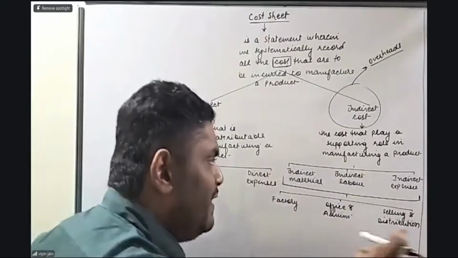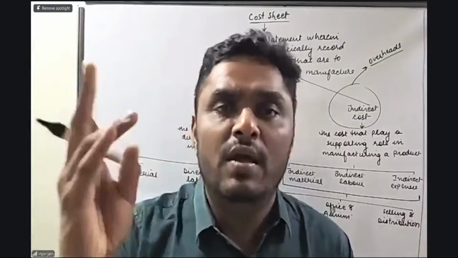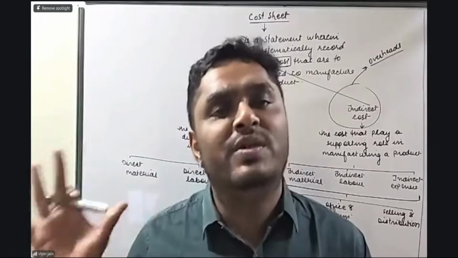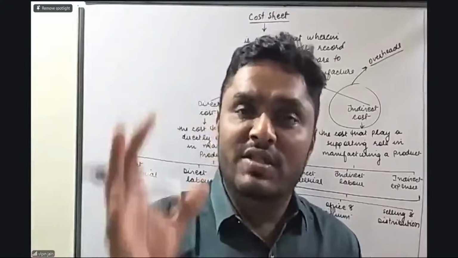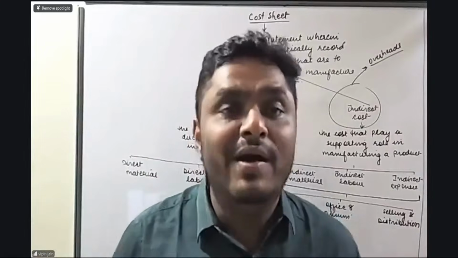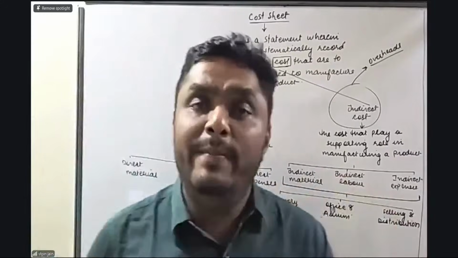Now, indirect cost 3 stages पे लगता है. फैक्ट्री में भी indirect cost हो सकता है, ऑफिस एंड एडमिनिस्ट्रेशन में भी इनडायरेक्ट कॉस्ट हो सकता है, एंड सेलिंग एंड डिस्ट्रीब्यूशन में भी इनडायरेक्ट कॉस्ट हो सकता है. So this is the summary of last 34 minutes. If you guys have any doubts or queries, you guys can speak to me. In the meanwhile, I'm giving you time to copy.